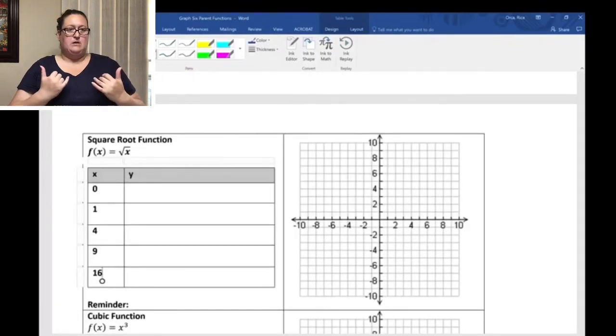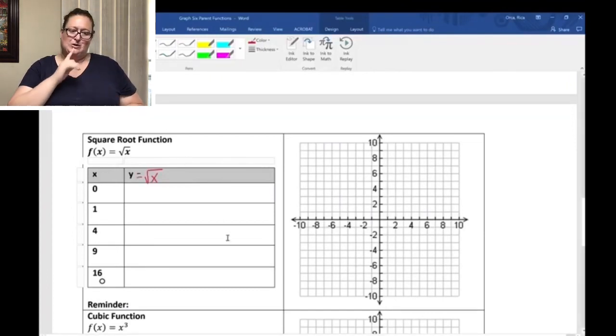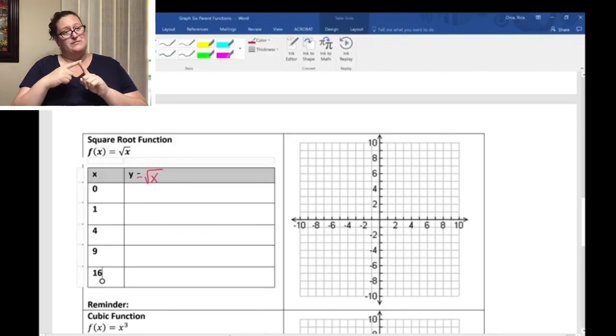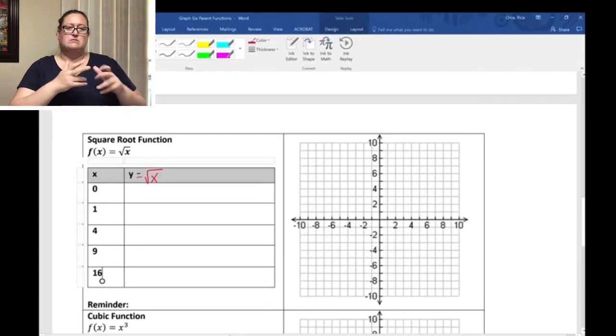So now class, let's go ahead and graph the square root function, which is f of x equals the square root of x. And notice how my x values are 0, 1, 4, 9, 16. The reason why I picked these is because these are perfect squares, and we can easily take the square root of a perfect square. And notice how all my x values are positive. That's because if we were to take the square root of a negative number, that's going to give us an imaginary number, which doesn't exist. So now let's take these values and just plug them in.